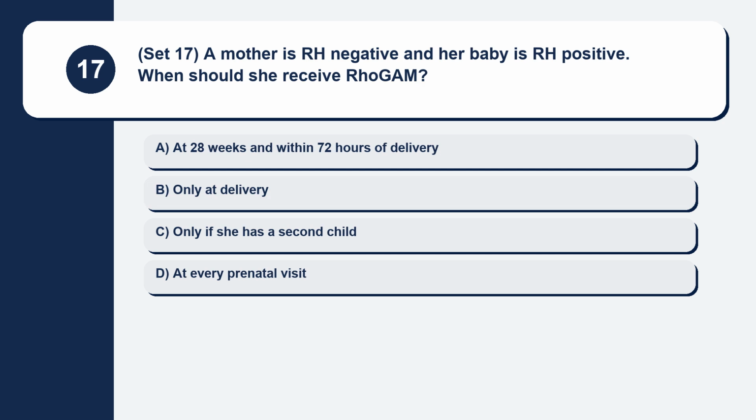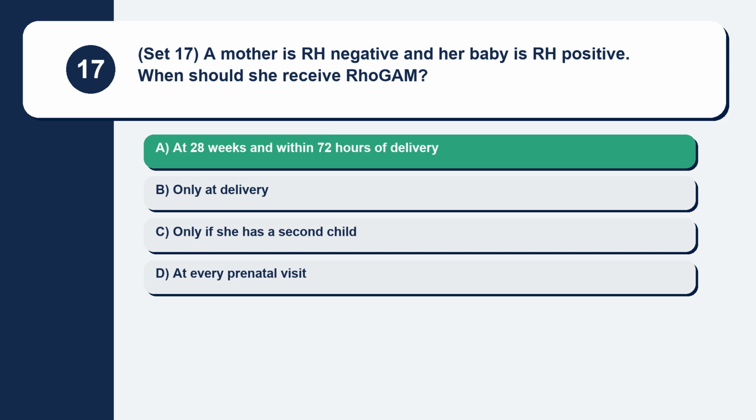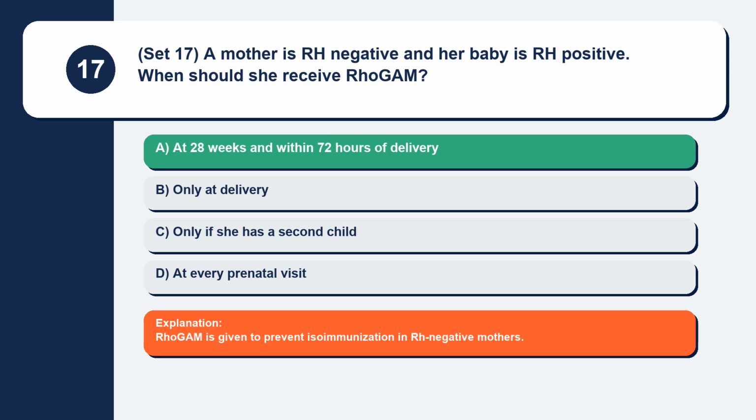Question 17. Set 17. A mother is Rh negative and her baby is Rh positive. When should she receive RhoGAM? At 28 weeks and within 72 hours of delivery. Only at delivery. Only if she has a second child. At every prenatal visit. RhoGAM is given to prevent isoimmunization in Rh negative mothers.